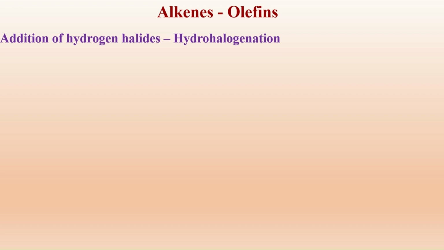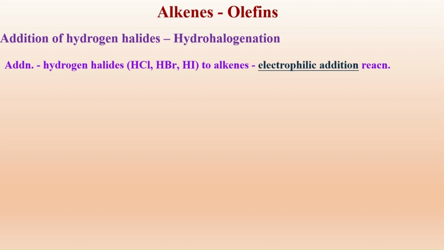Today we are going to discuss hydrohalogenation of alkenes. It is the addition of hydrogen and halogen across a carbon-carbon double bond. And when this hydrogen and halogen adds across the carbon-carbon double bond, I'll get haloalkanes. What are all the hydrogen halides which can add across the carbon-carbon double bond? It includes HCl, HBr, and HI.